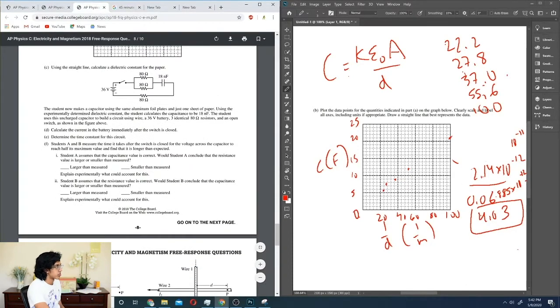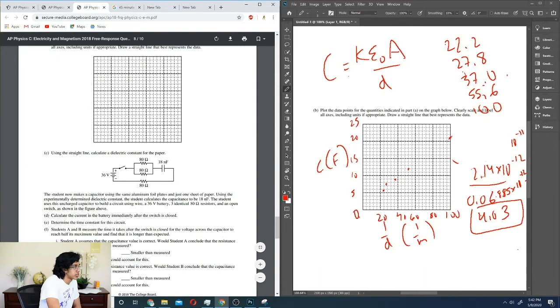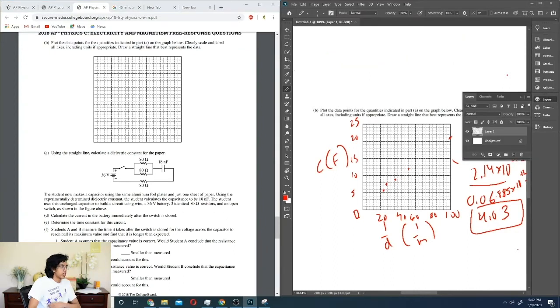Okay, so a student now makes a capacitor using the same aluminum foil plate and one sheet of paper, using the experimentally determined dielectric constant. So we know how to calculate the capacitance. He uses it uncharged to build a circuit using a wire. Calculate the current in the battery immediately after the switch is closed.